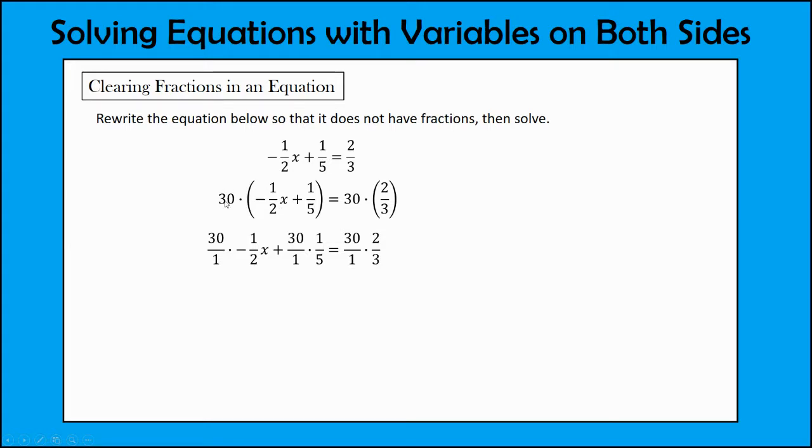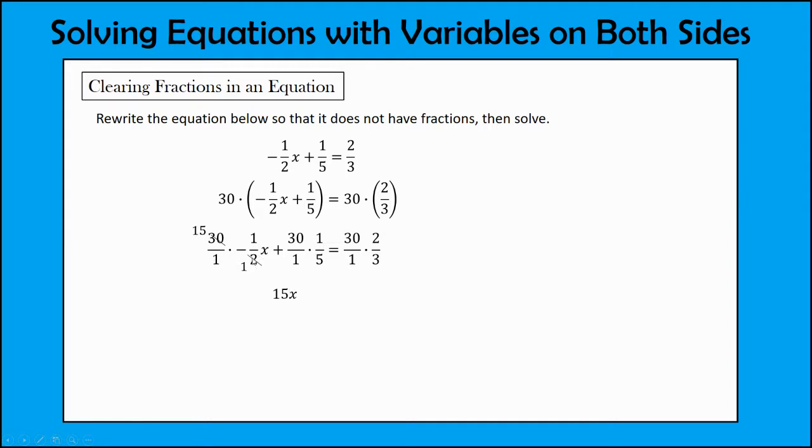And we're going to distribute it through this parentheses. So it's 30 over 1 times -1/2 x. That's the first part of it. And then 30 over 1 times 1/5 equals this. I wrote 30 over 1 times 2/3. Okay. So the reason we did it is for this right here. We're going to cross cancel. 2 goes into 30 15 times. 2 goes into 2 once. We can cross cancel. And if I multiply what's left, it's 15x.